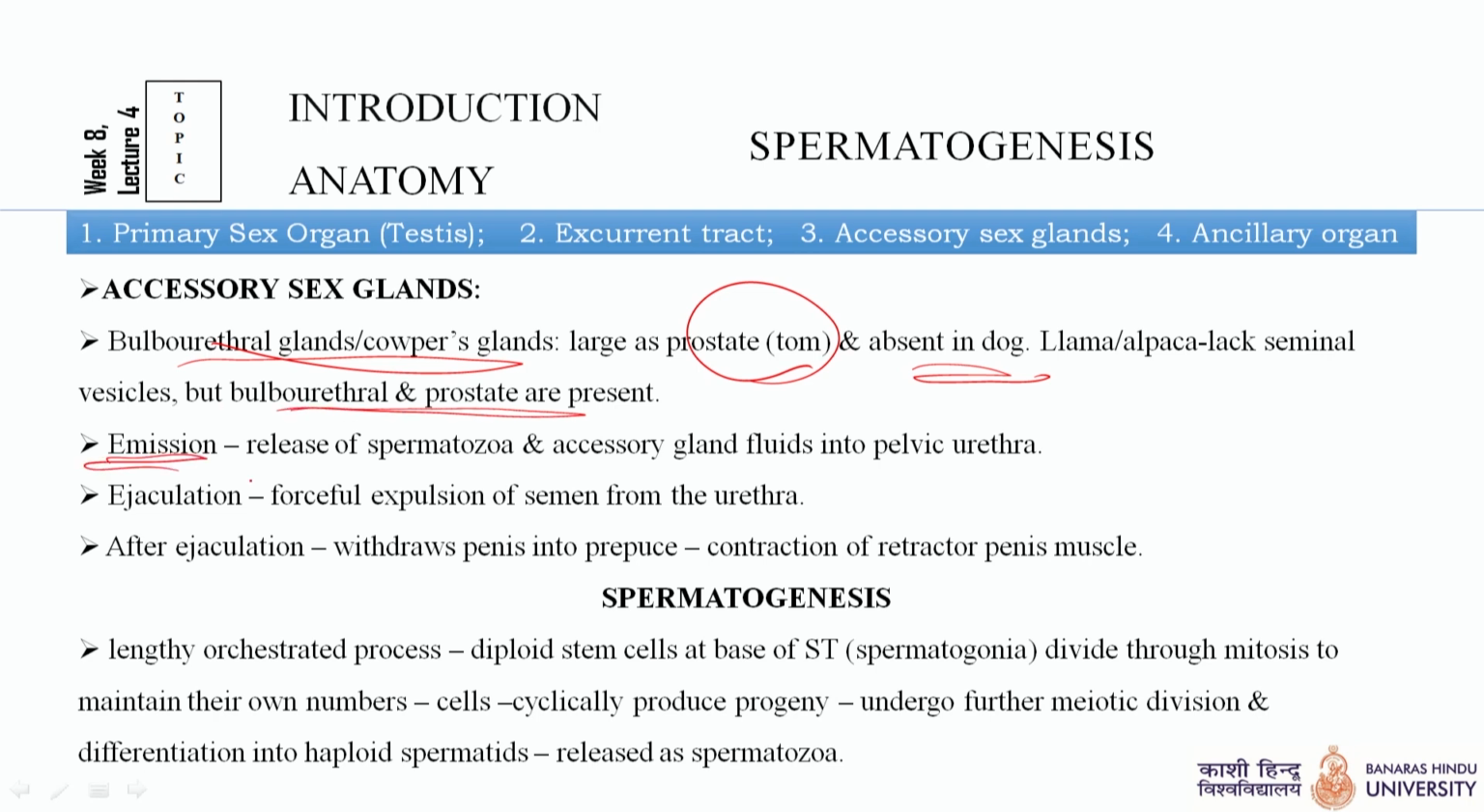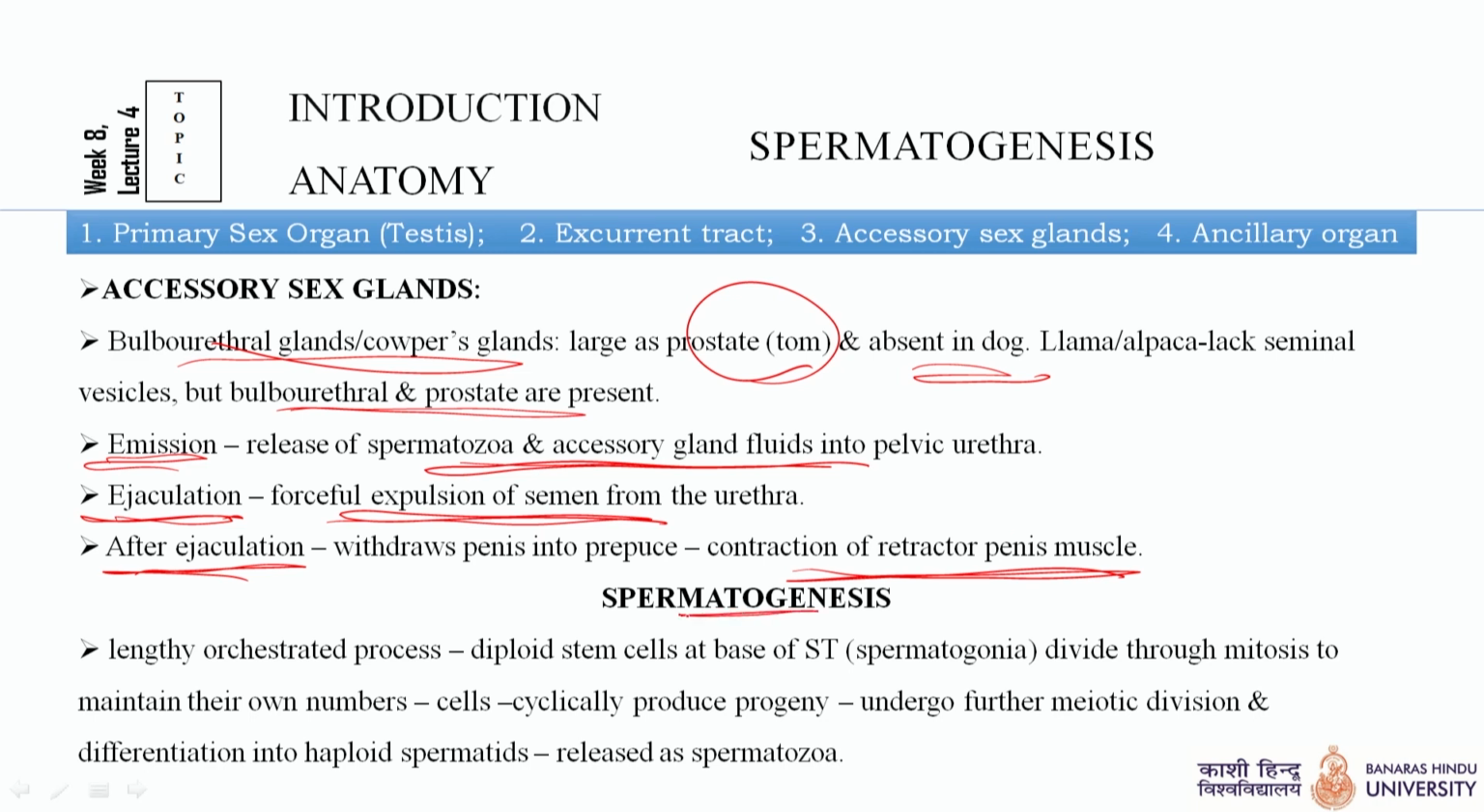Coming to emission, emission is nothing but the release of spermatozoa and the accessory sex gland fluids into the pelvic urethra. This process is called emission. Next is ejaculation. Ejaculation means the forceful expulsion of the semen from the urethra. Then after ejaculation, what will happen? The penis will withdraw into the prepuce with the help of the contraction of the retractor penis muscle. Due to this, the penis is retracted into the prepuce. So we have seen emission, ejaculation, and what happens after ejaculation, along with the ancillary organs.